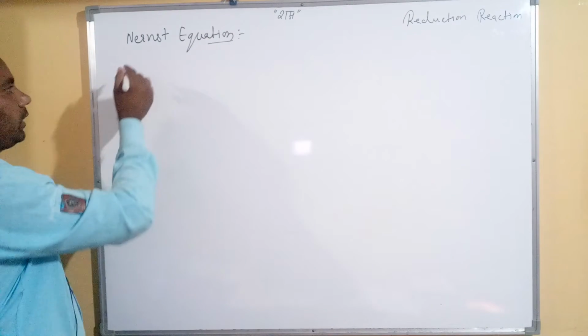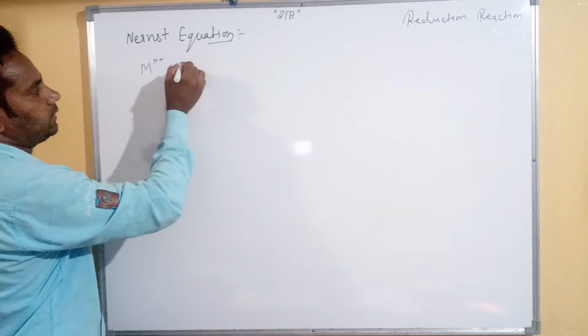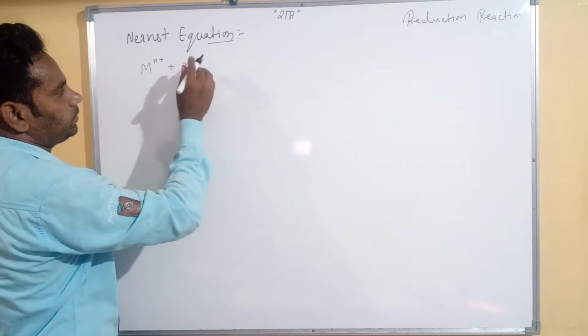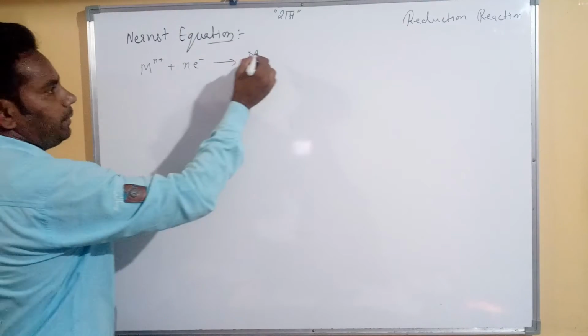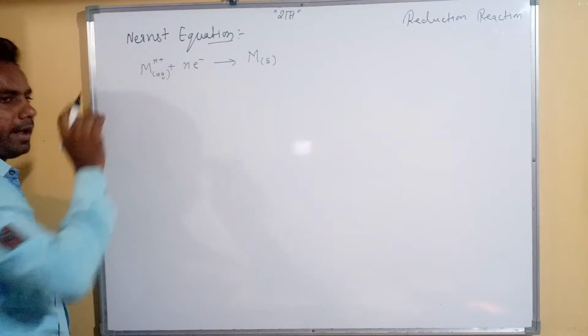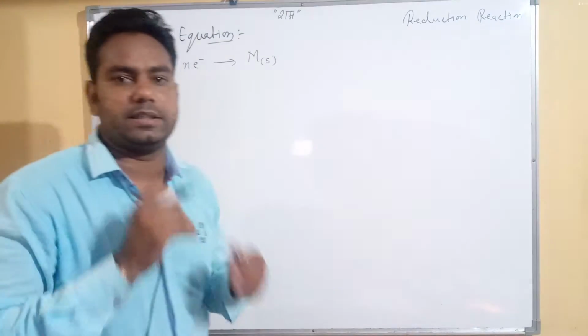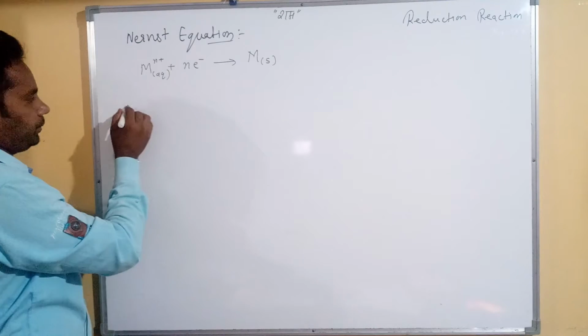reduction reactions. Suppose I have a reaction here, M^n+ plus n electrons, converted into M. M is present in solid state and M^n+ is present in aqueous state, meaning liquid state. We have one Nernst equation for this reaction.